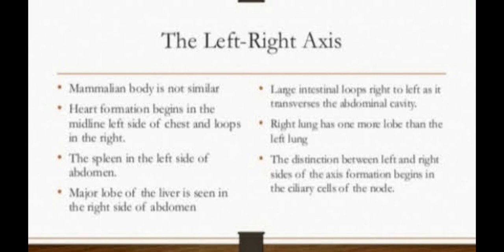Now the third is the formation of the left and right axis. The mammalian body, we know, is not symmetrical. The human heart, though it lies in the midline, moves to the left side of the chest cavity and loops to the right. Similarly, the spleen is found solely on the left side of the abdomen. Ovaries are present on the left side.